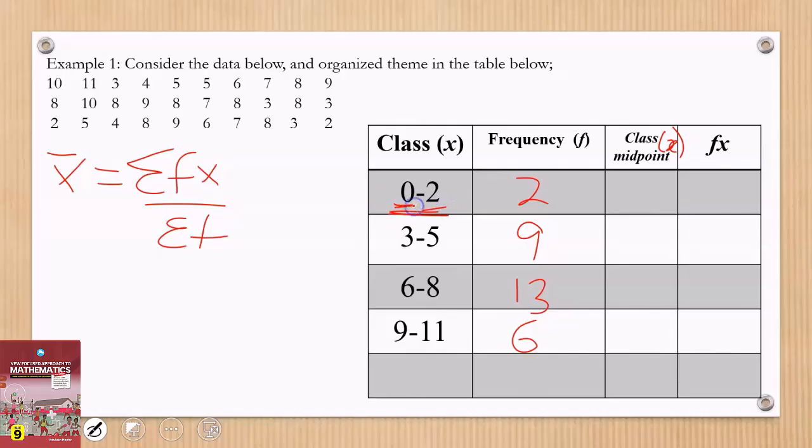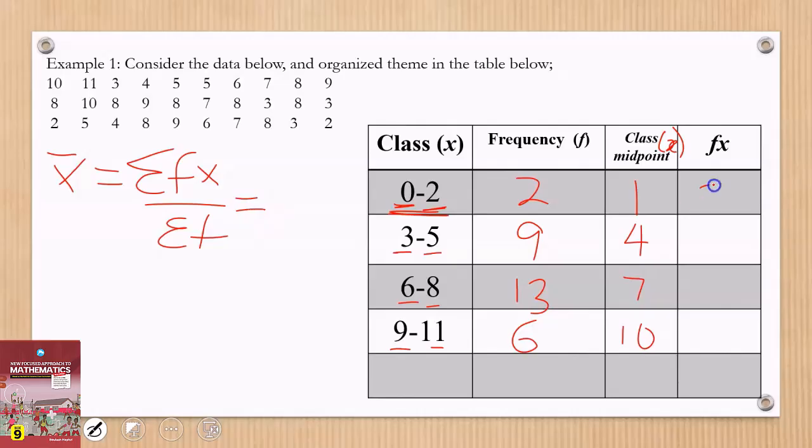And so if I add 0 plus 2, I'll get 2, divided by 2 gives me 1. If I add this and this, that will give me 8, divided by 2 gives me 4. If I add this and this, I have 14, divided by 2 gives me 7. If I add this and this, I get 20, divided by 2 gives me 10. And so these are my x values. Then I'll find my fx. Of course, that is what the formula needs. We need to find fx.